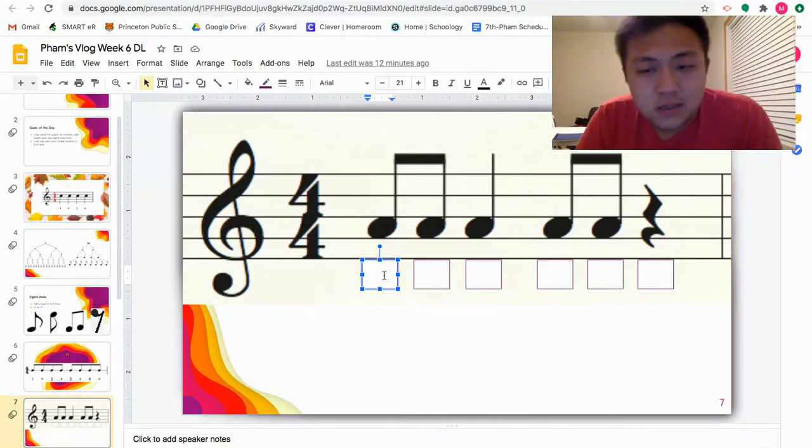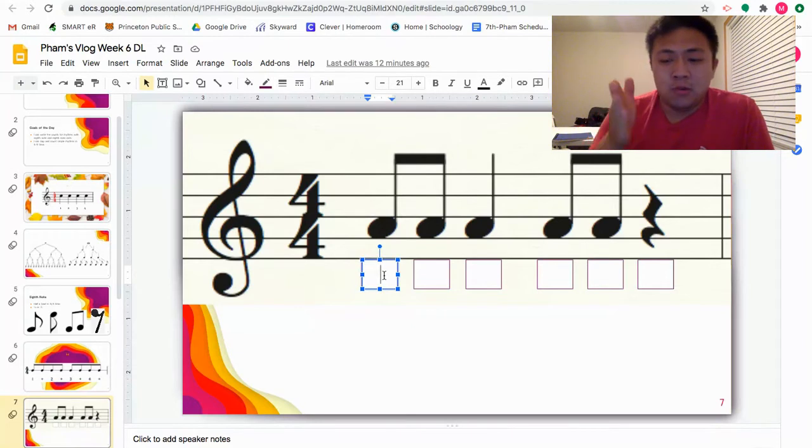The mistake distance learning students were making, and it's probably my fault for not explaining it well enough, is a lot of people are just putting the value. So when they see a half note, they're like, oh, it's a half note, I'm just going to put a 2 in that box. Or it's a quarter note, oh, I'm just going to put a 1 in that box. Or if it's a whole note, I'm just going to put 4. That's not what we want when we do this.